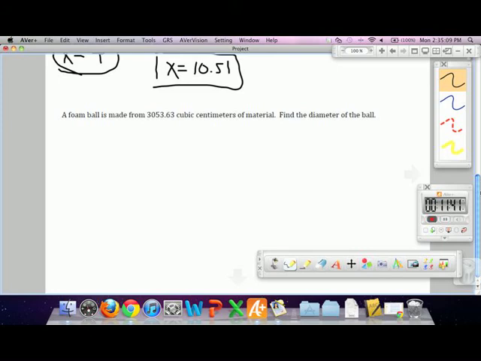This is like a minimal information problem. What could you even think about doing if you're trying to find the diameter of a foam ball? Well, you better know what kind of shape a foam ball is. What could you call it? A sphere. So if I know you have this much volume, you better know the volume formula for a sphere. Does anyone know it off the top of their head? The volume of a sphere is 4/3 pi times the radius cubed.